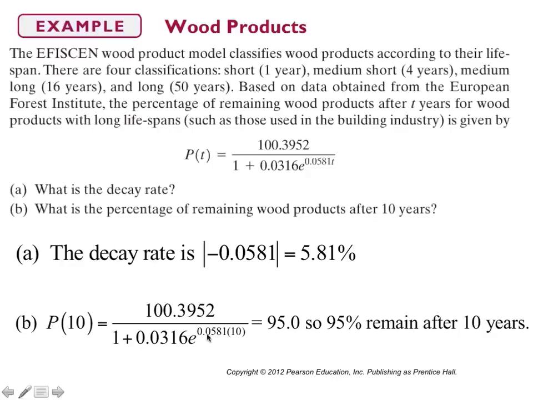Make sure when you do your exponent that you put your exponent in parentheses here. So we're finding P of 10 and we get 95. So that means that 95% actually remains after 10 years.